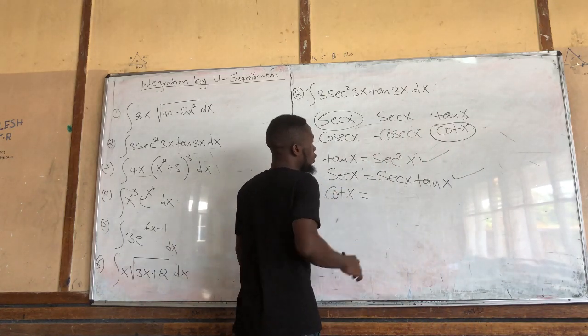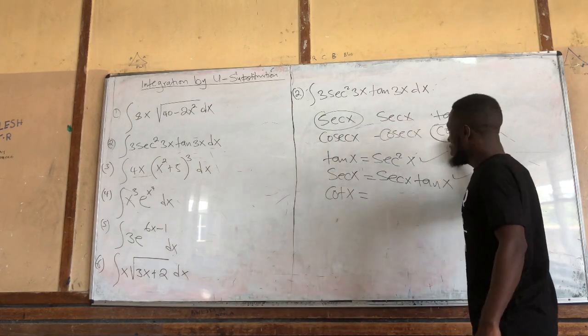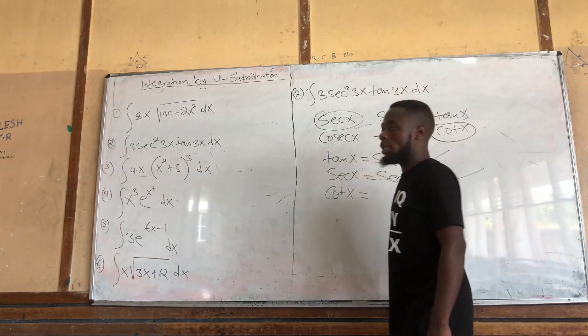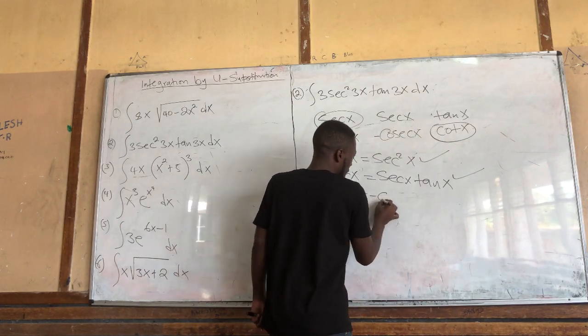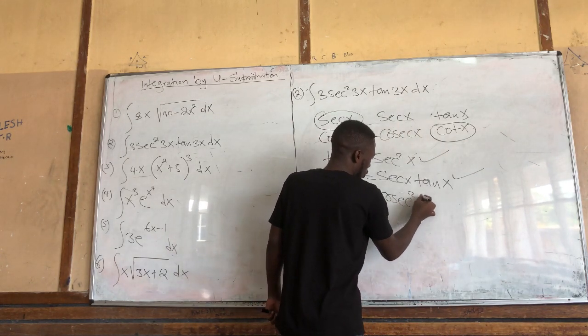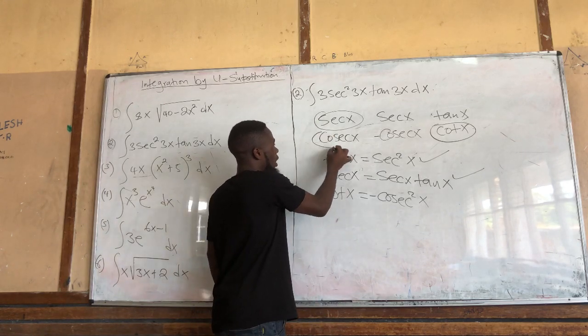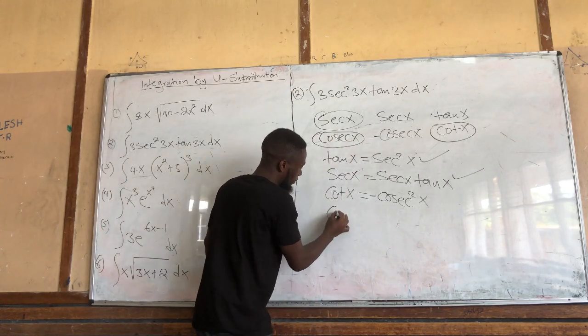Cot x. So when I get cot x here, what am I remaining with? I'm remaining with negative cosec multiplied by cosec there. So, negative cosec squared x. Okay. So what if I decide to start from here? Let me get this cosec.